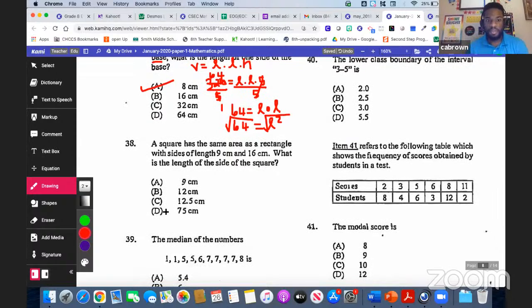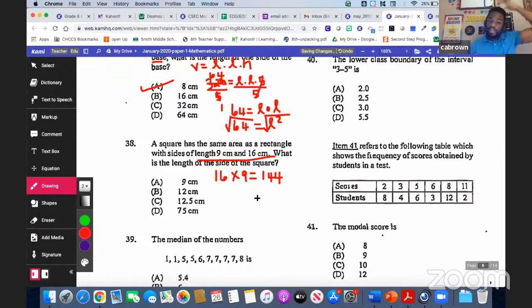38. A square has the same area as a rectangle with sides of length 9 and 16. What is the length of a side of the square? Okay, so let's find the area of the rectangle, because we're given both sides. We're given 16 and 9. 16 times 9, that's 144.